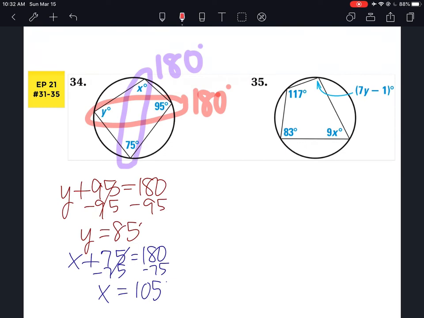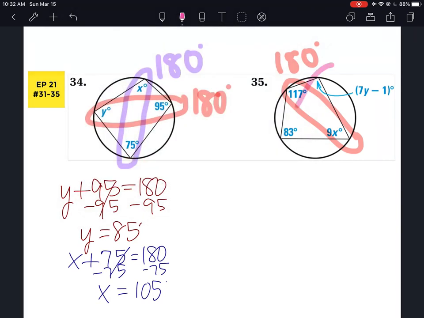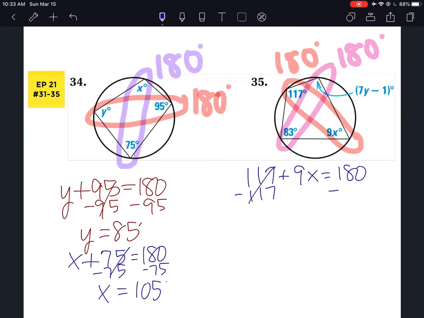First step is to recognize that opposite angles in an inscribed quadrilateral always add up to 180. And that goes for the relationship between the other two opposite angles. They also add up to 180. So first, let's deal with 117 plus 9x equals 180. First step, we're going to subtract 117 on both sides. When we do that, we will get 63. We will divide both sides by 9, and we will get 7.